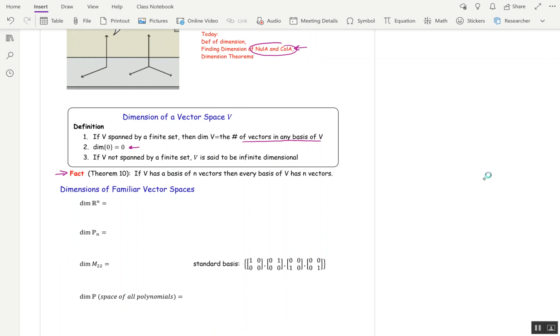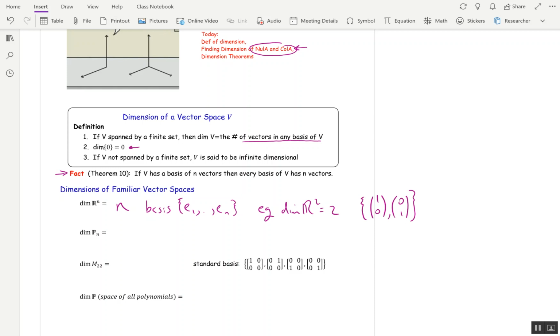The dimension of Rn is n, because a standard basis, this happens to be the standard basis, but you could use any basis, is E1 through En. So for example, the dimension of R2 is 2, since a basis for R2 is (1, 0), (0, 1).